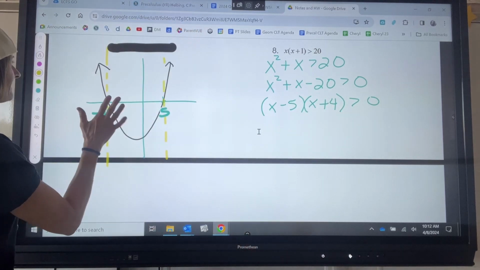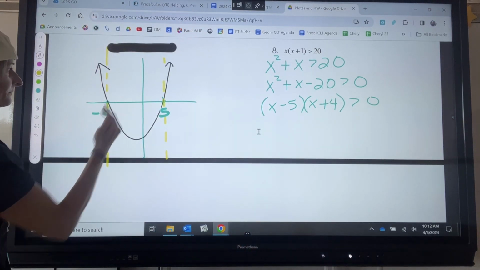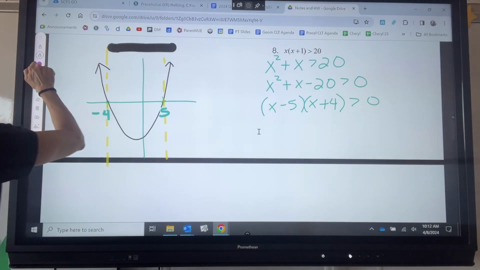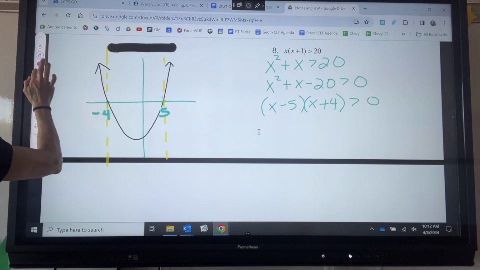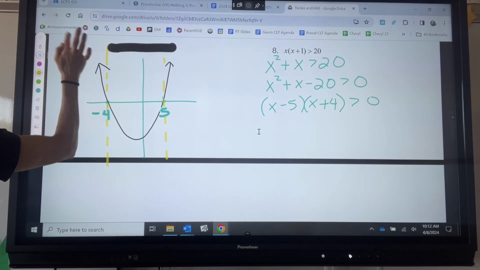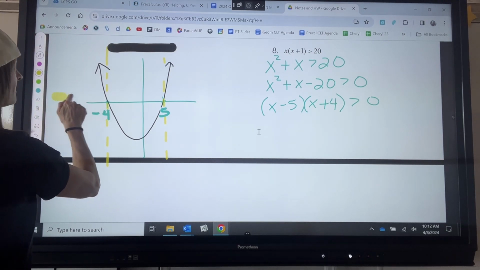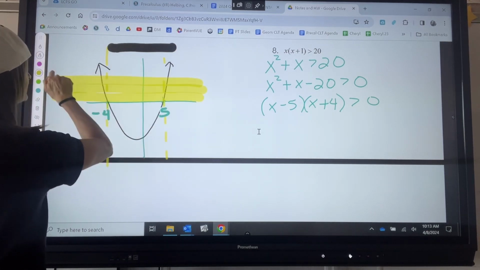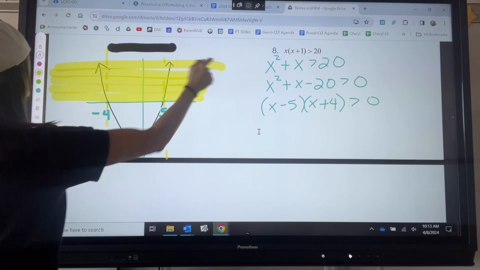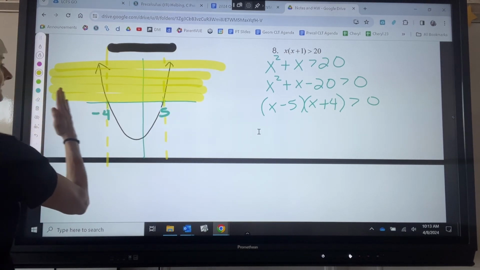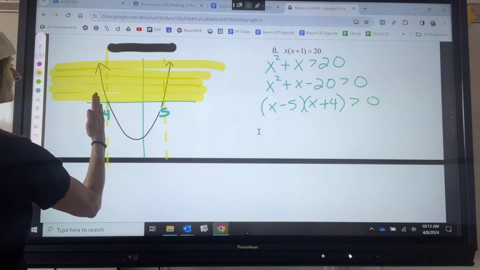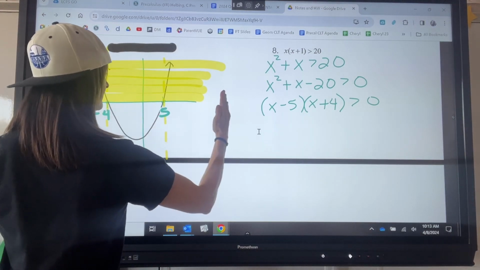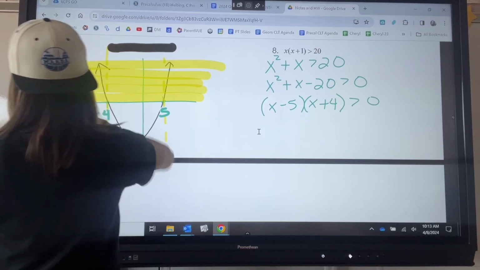We can see that here's negative 4 and here's 5. And they're asking in terms of x, the graph is greater than 0, above the x-axis up here. Where's the graph above the x-axis? From negative infinity to negative 4, it's above the x-axis. Then it goes below. And then it's above the x-axis again from 5 to infinity.